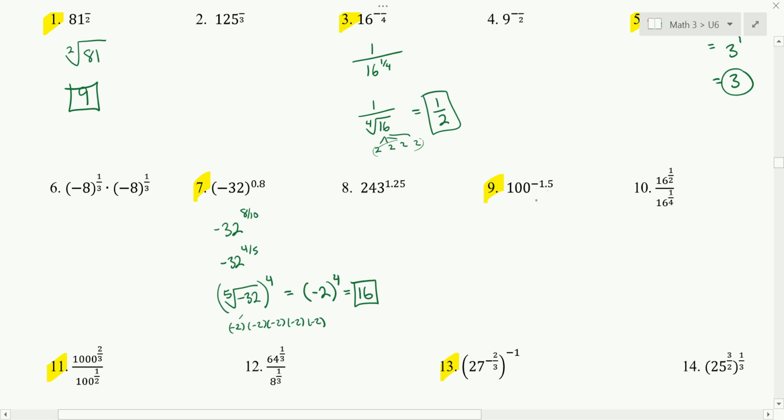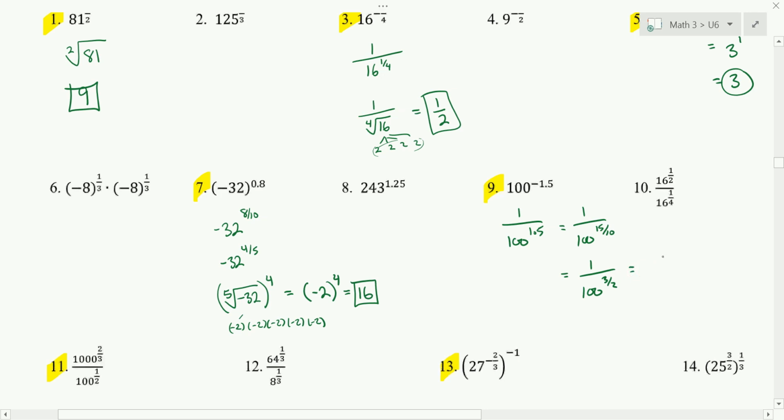100 to the negative 1.5 power. First, get rid of that negative exponent. So that's 1 over 100 to the 1.5. Second, change the decimal to a fraction. So that's 1 over 100 to the 15 over 10. Reduce that fraction. 15 over 10, divide by 5, you end up with 3 over 2.